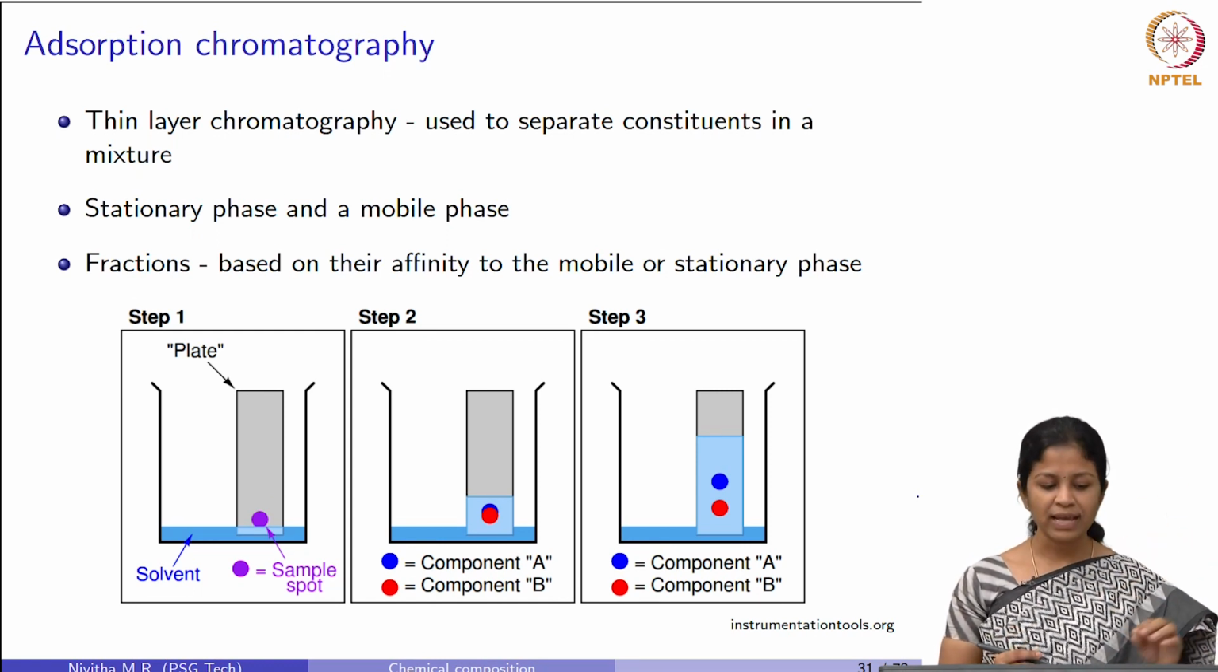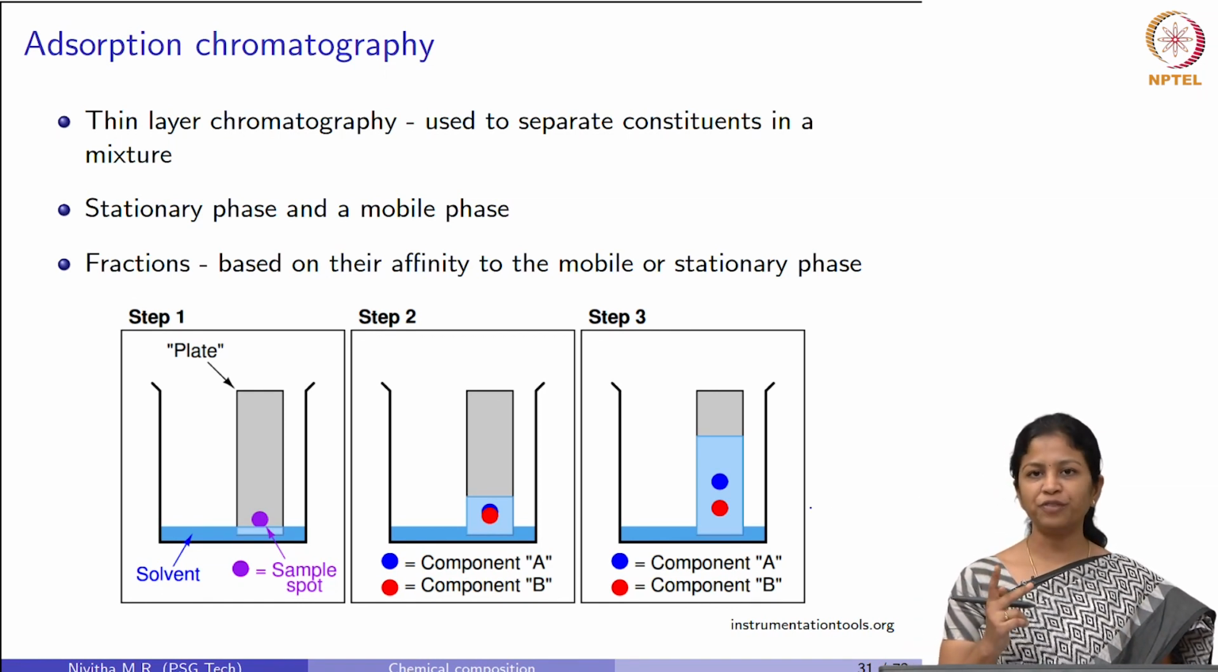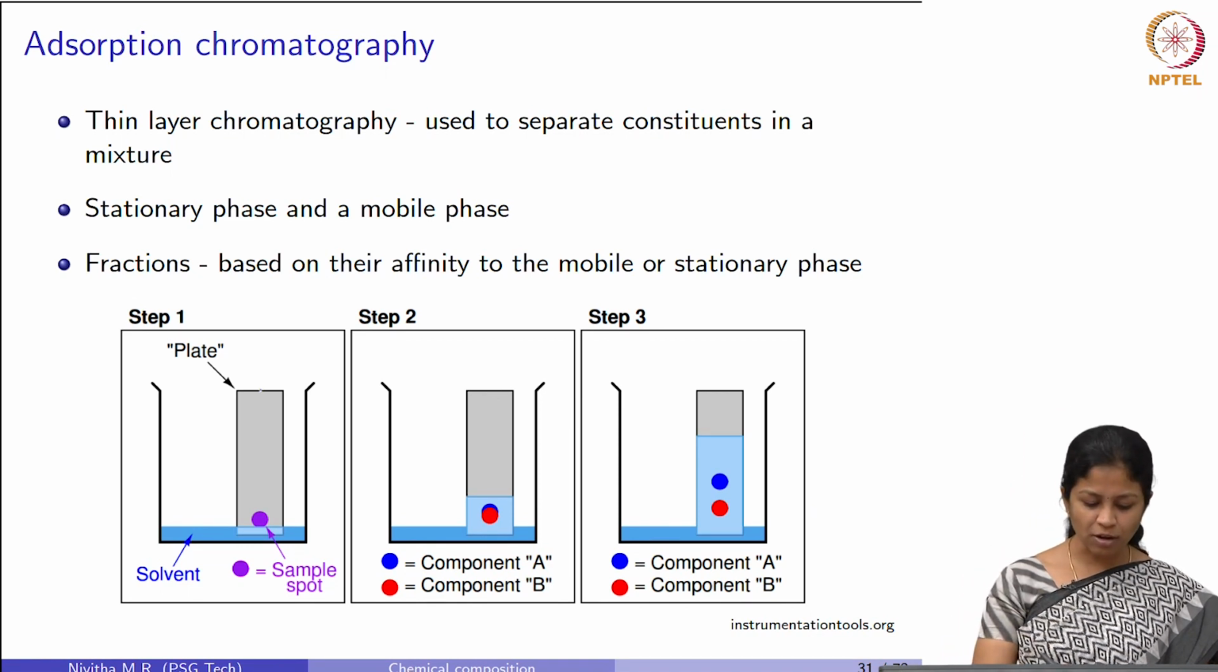For that we use adsorption chromatography. Here we have 2 phases, a stationary phase and a mobile phase. The column which is present here is the stationary phase.